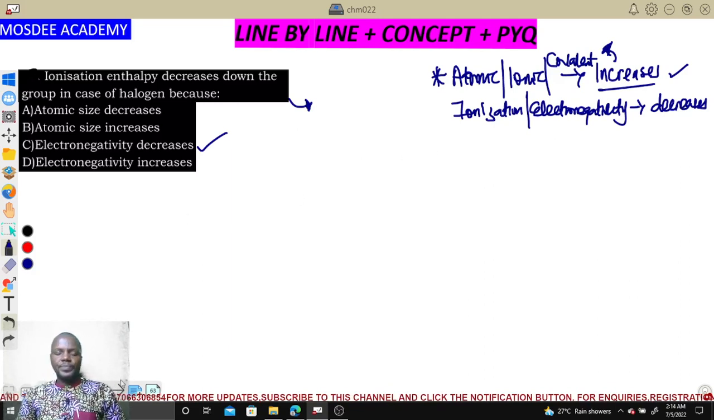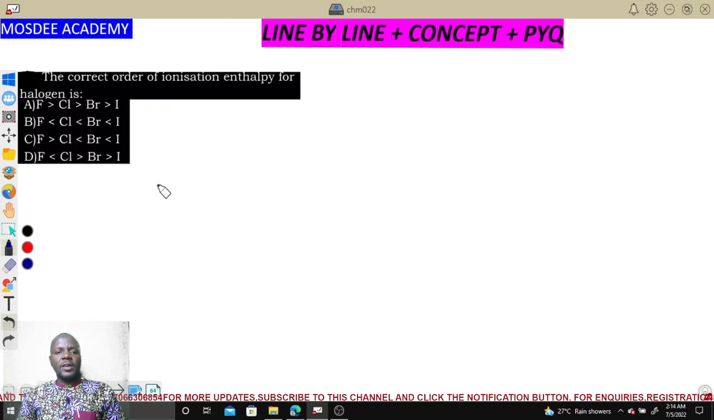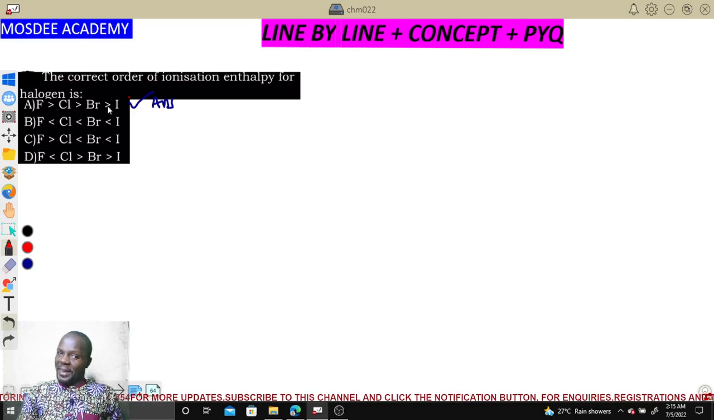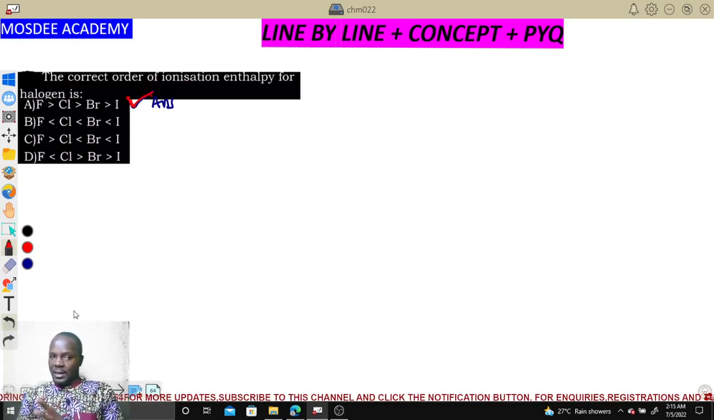The next question says the correct order of ionization enthalpy for halogens is dash. Now I just talked about it. When we say it decreases down the group, this was the chart I gave you the other time. Fluorine is greater than chlorine, is greater than bromine, is greater than iodine. Admin, I hope you are following so that you can point out any mistake if you spot any, because most of the time I explain something while picking answers, I might tick the wrong one. So I don't want that to occur here, and that is why I want you guys to be attentive. The next question.